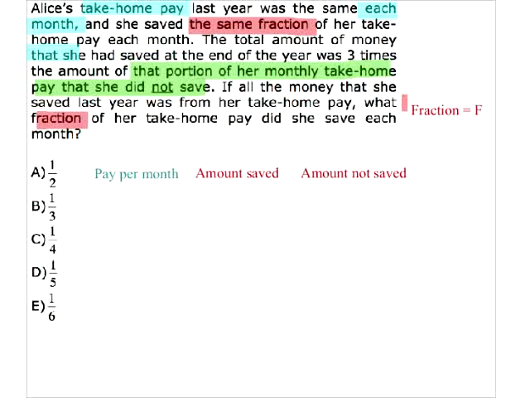And then let's just make a table. So the take-home pay last year was the same each month. So let's let that be M, monthly payment. So the pay per month is M. The amount saved is how much in every month? It's the fraction times that. So it's this fraction of M.